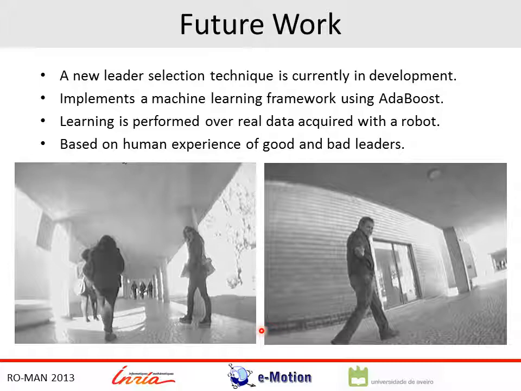And then we're going to have human users that are going to label the situations according to what they found to be a good or a bad leader. Then this information is going to be used in an AdaBoost classifier algorithm, and we hope to be able to detect and classify situations of bad and good leaders and use this information for the robot to follow them.